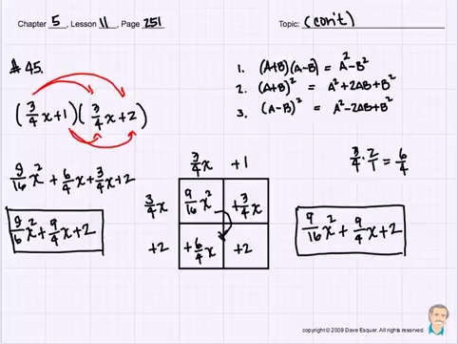Again, we end up with the same answer. We just used the box, and sometimes it's easier to do it that way.